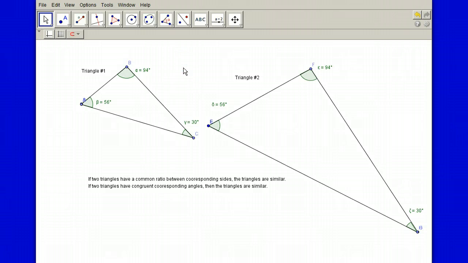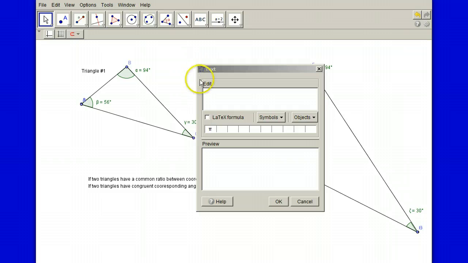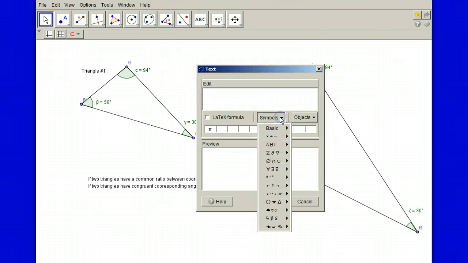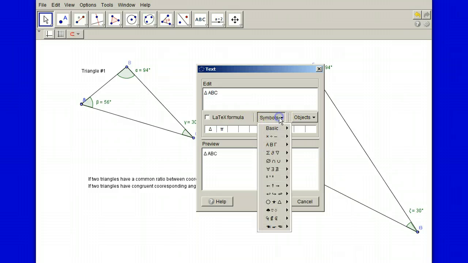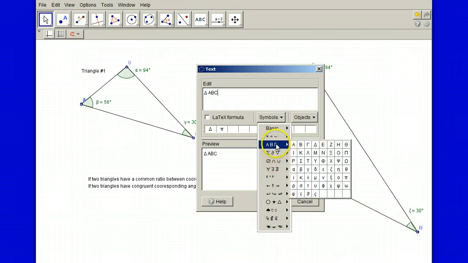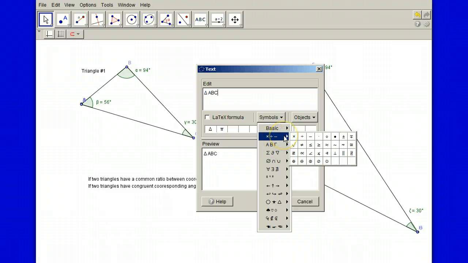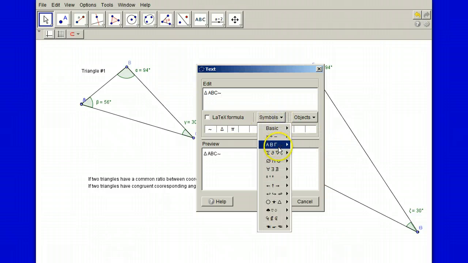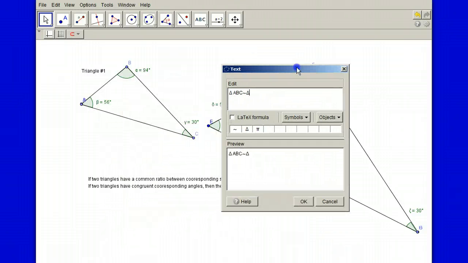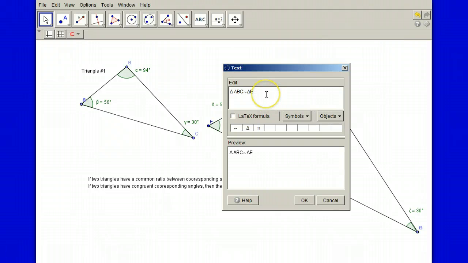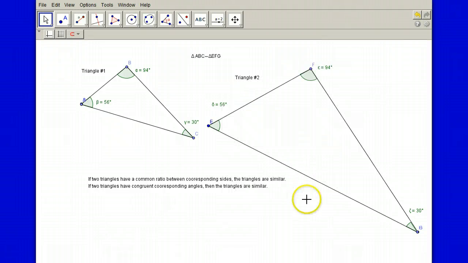And we could even come up here. Let's come up here with our text box. And we are going to put in some symbols. Okay, so first we're going to add in a triangle. We're going to say triangle ABC. Symbol, here is our new symbol under the multiplication division. Similar. So triangle ABC is similar to triangle. We'll add in a triangle. What's the name of this one? We're going to say EFG. Okay. So now we've made a similarity statement.